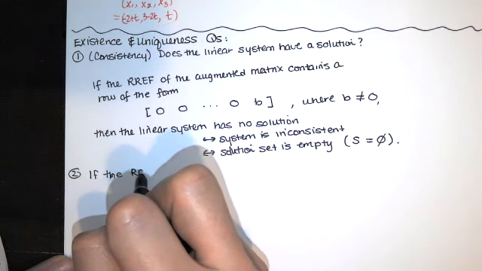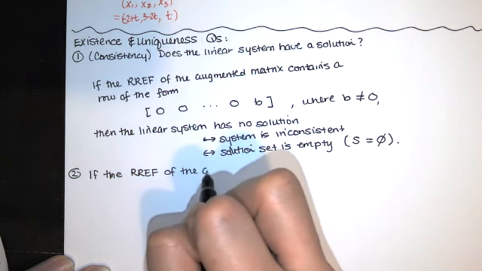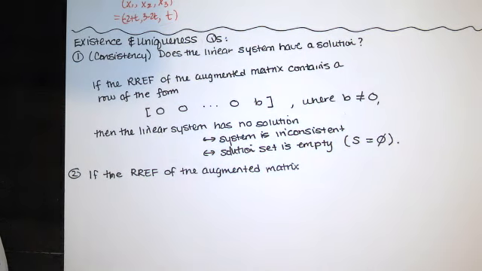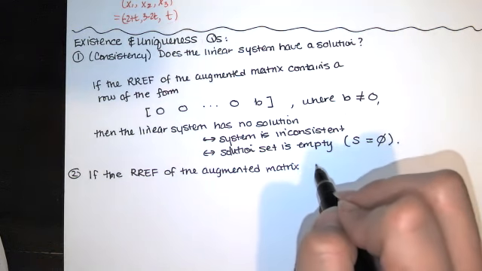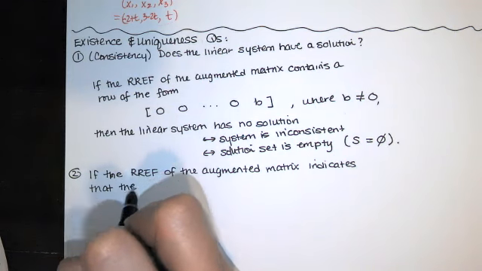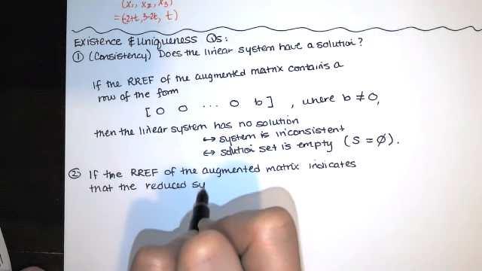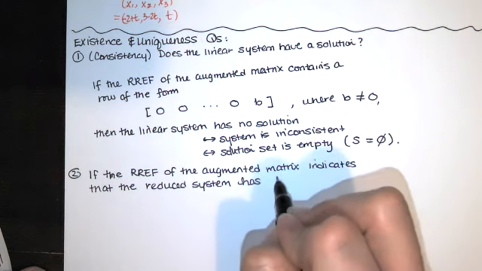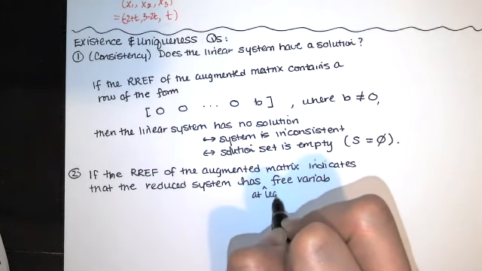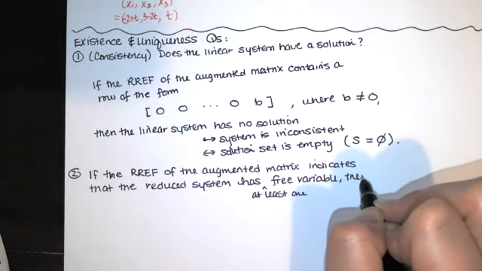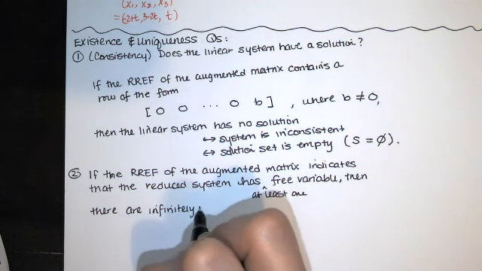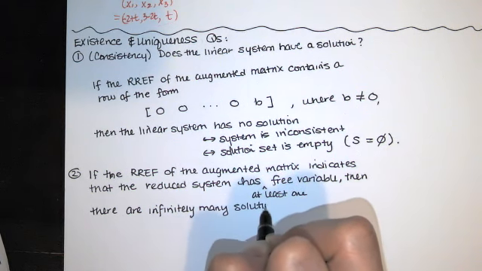So we'll say, if the reduced row echelon form of the augmented matrix indicates that the reduced system has free variables, let's say at least one free variable, then there are infinitely many solutions corresponding to different values of that free variable or variables.